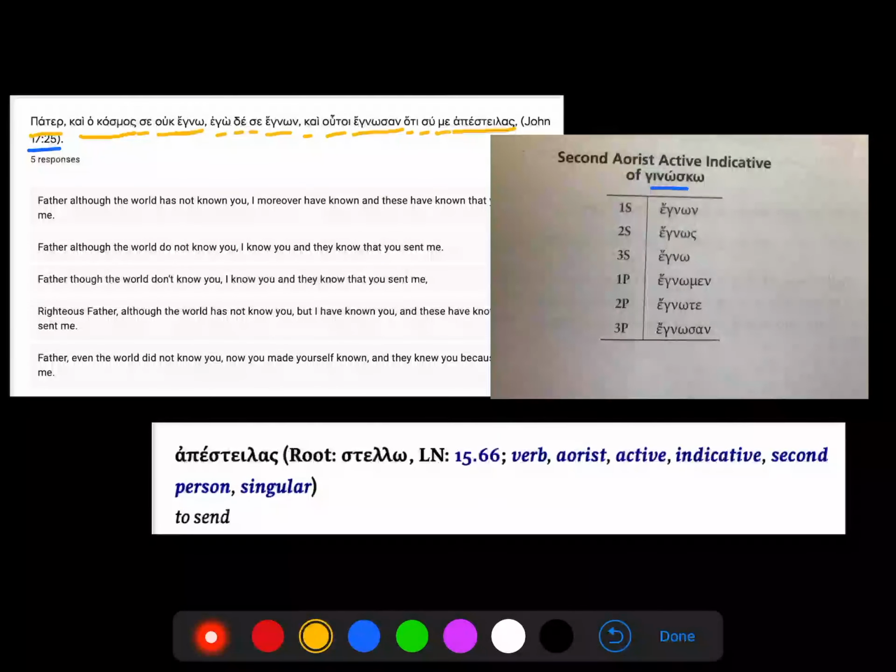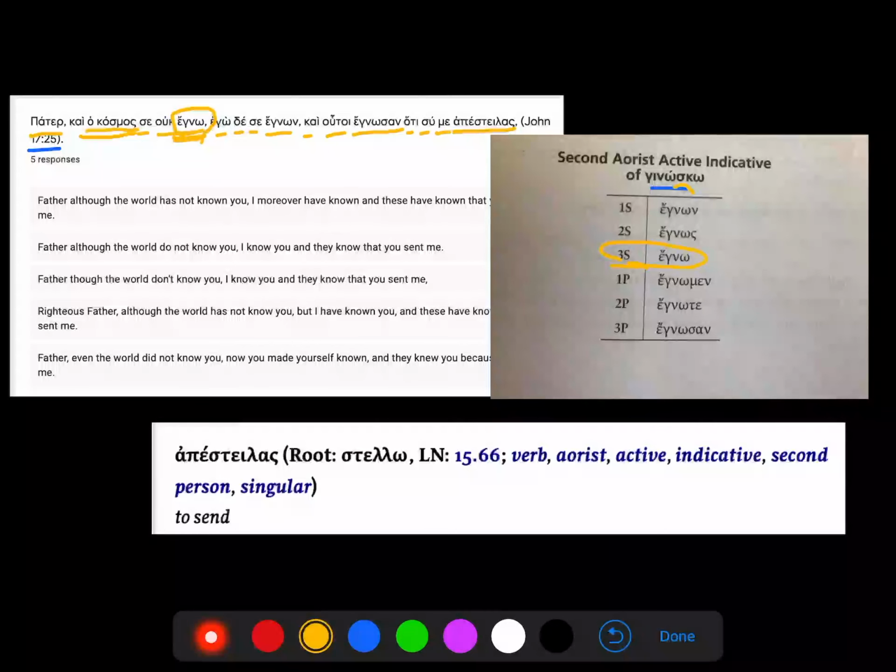And we see a number of different forms of the second aorist of ginosko. The first one is right here. The world, and that's third person singular, does not know you. Let's try to do these with different colors here. Third person singular. The world does not know you. Egno.